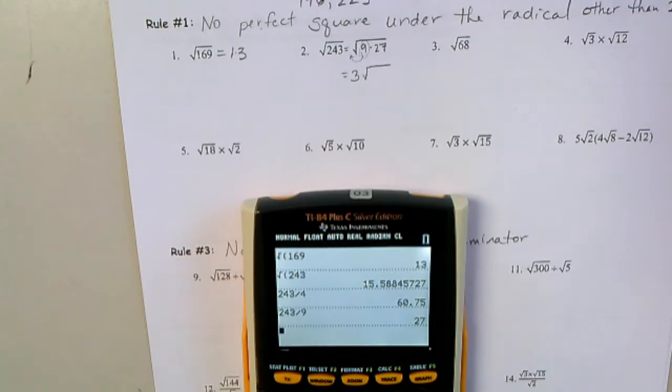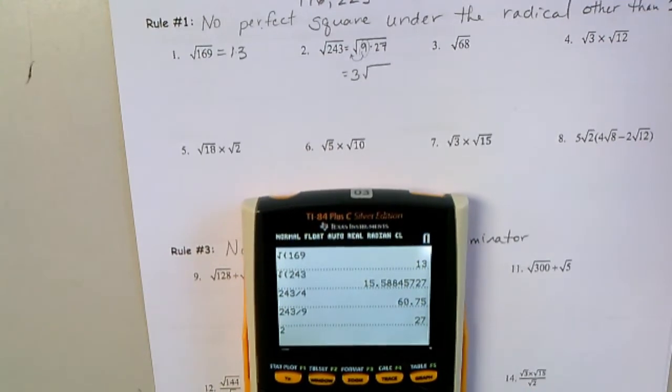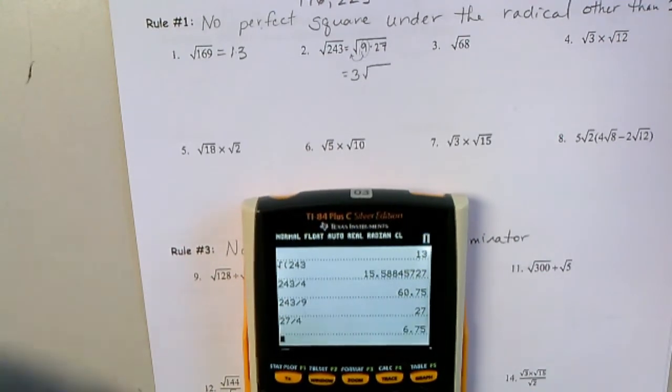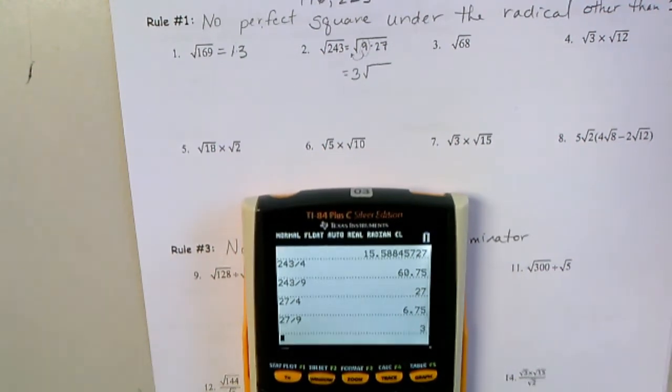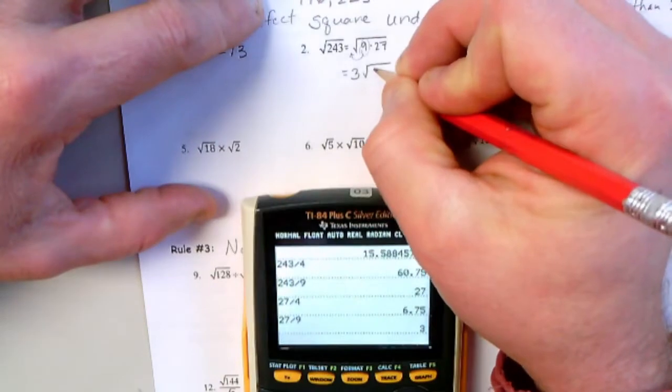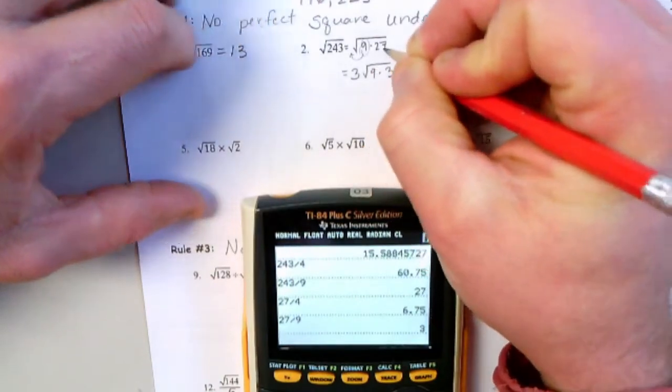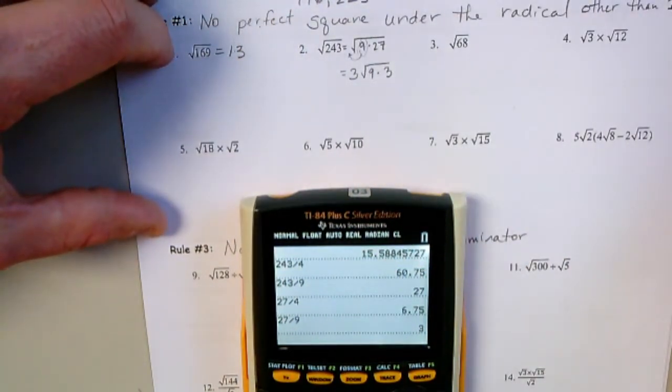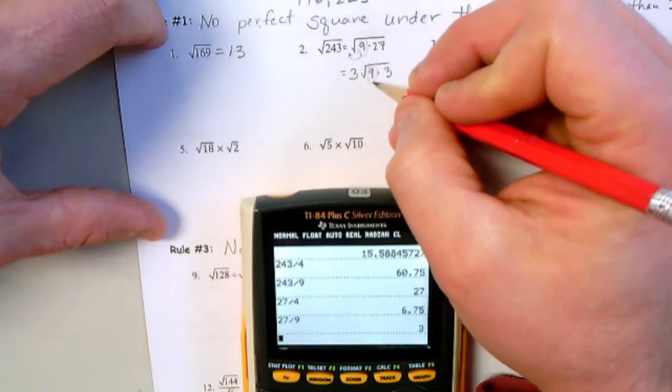So right now I have 27. Does 4 go into 27 evenly? 27 divided by 4. No. Does 9 go into 27 evenly? It does, 3 times. And so I'm going to write this down. 9 times 3 is still 27. I still have that 27 there. What's the square root of 9?